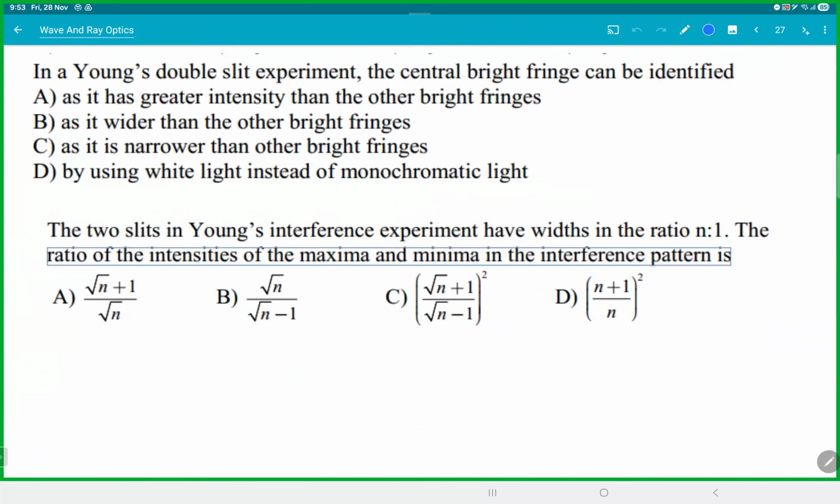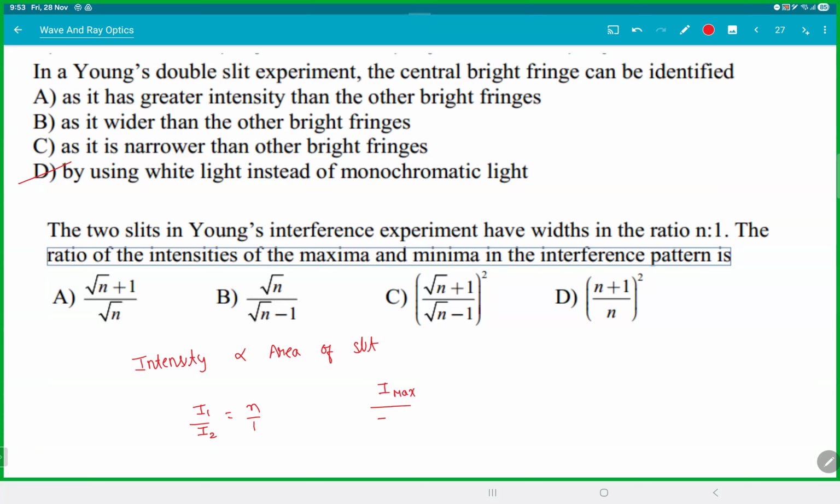Now get this thing. In Young's double slit experiment, the central branching can be identified by shining white light. What about this thing? Intensity is proportional to the area of the slit. So if you have more area, more light will pass. So the intensity I1 by I2 will be in the ratio of n by 1.